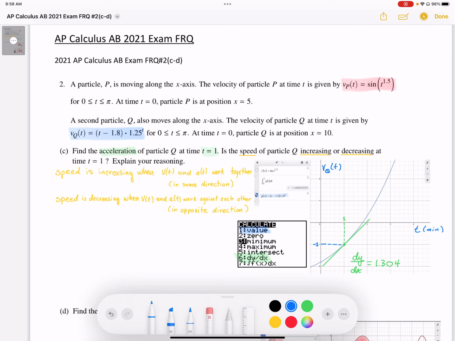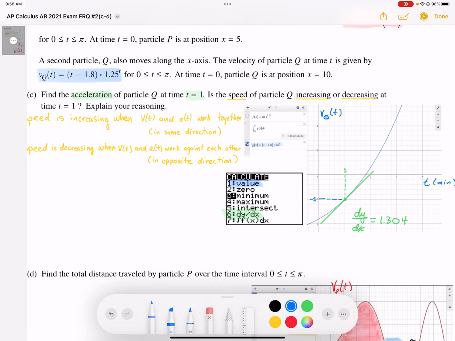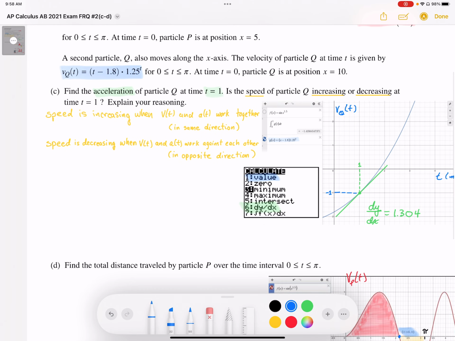Question 2C says, find the acceleration of particle Q at time t equals 1. Is the speed of the particle increasing or decreasing at t equals 1? Okay, so the first thing we want to establish is when does speed increase and when does speed decrease?